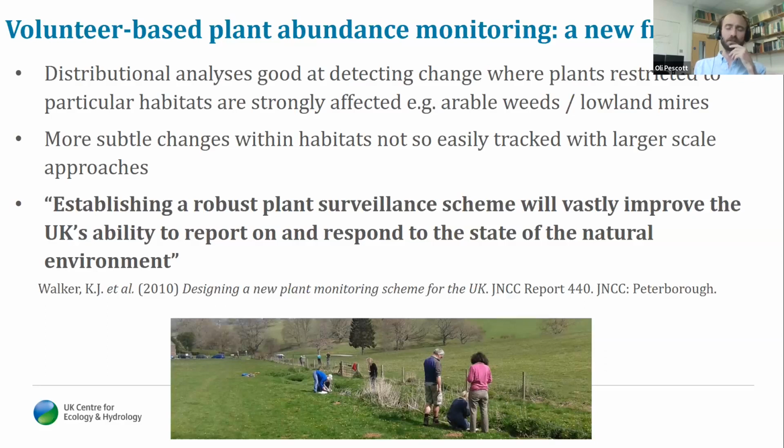And it really highlighted these points that I've already mentioned about national mapping at 10K. It's very good at detecting change where plants restricted to particular habitats are strongly affected. So if there's really a signal that can be detected at that scale, and we saw the example of Parnassia, grass of Parnassus, but also true of things like arable weeds. But the more subtle changes at very small scales are not so easily tracked.